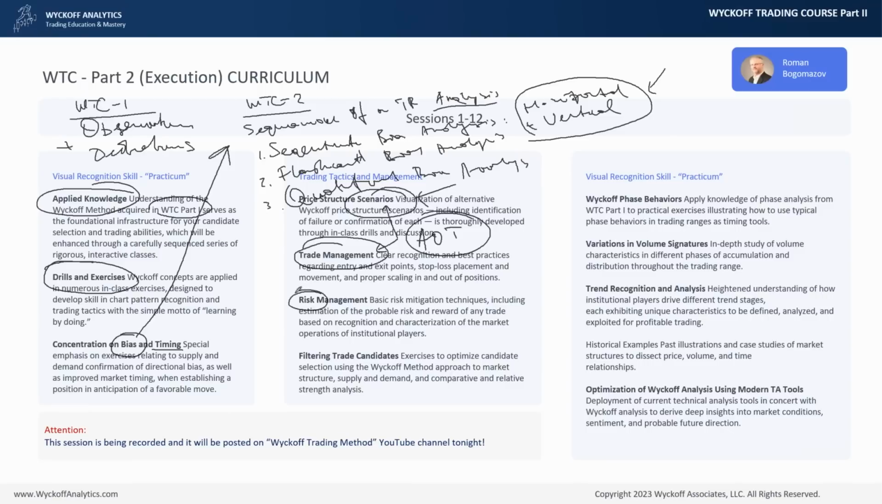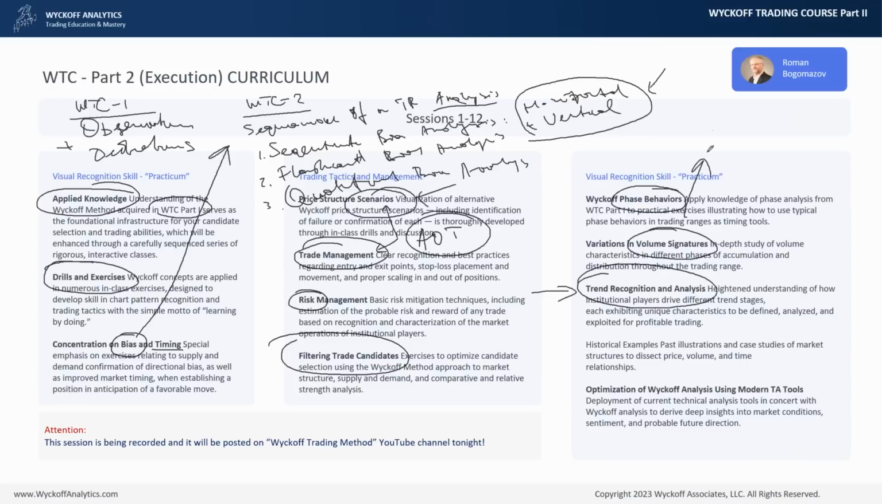We'll talk a little bit about the risk management. This is not like a concentration on risk for us, but we'll definitely, through your trades, talk about this. Filtering trading candidates, we have some selection exercises on that. And then again, we're gonna go into in-depth on the Wyckoff material itself. And here, even though we're talking about the phase analysis, variation on the volume signatures, trend analysis, which is a very, very important thing for us to consider.